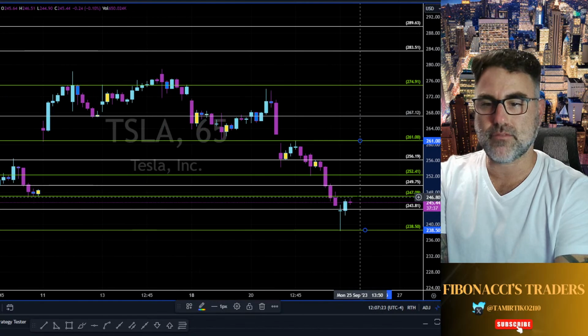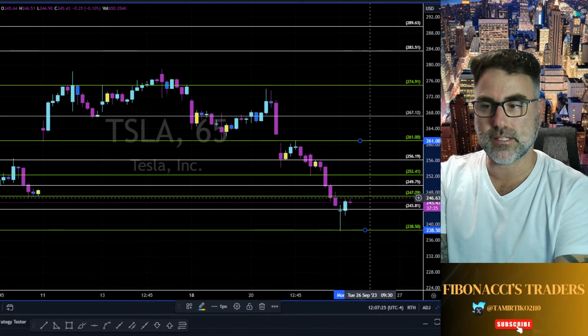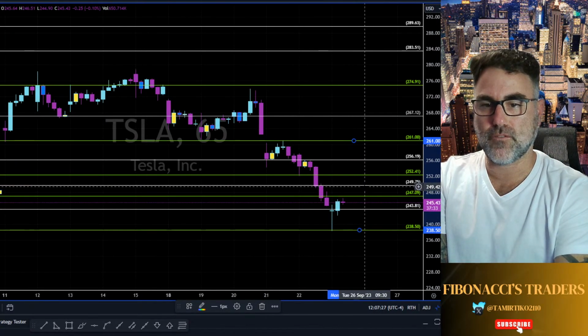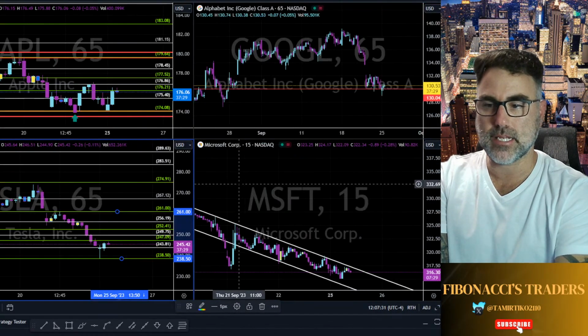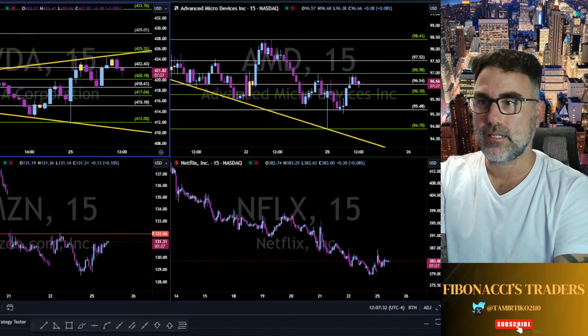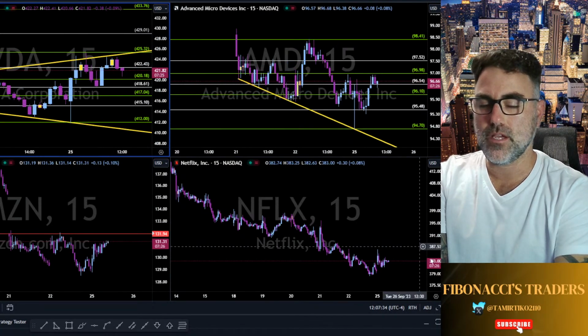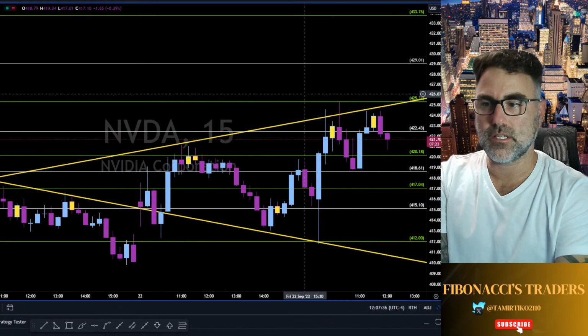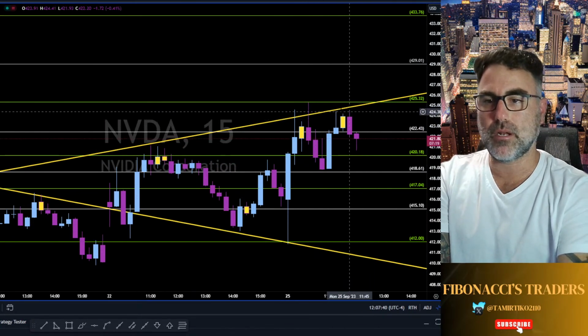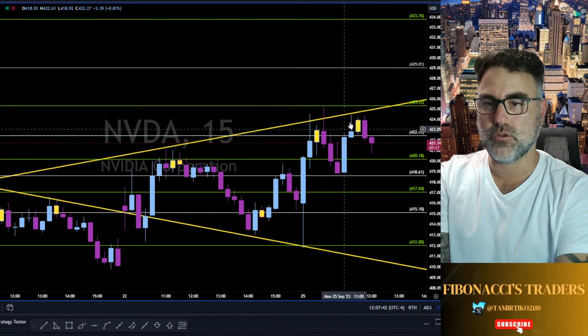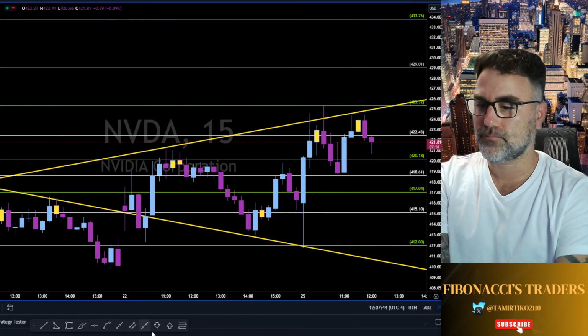Closing above the 247, we're heading towards the 249 and then 252. And once again, it's only for day trading. Nvidia, we have this broadening formation on the 15 minutes. We have a double top scenario, as you can see over here.